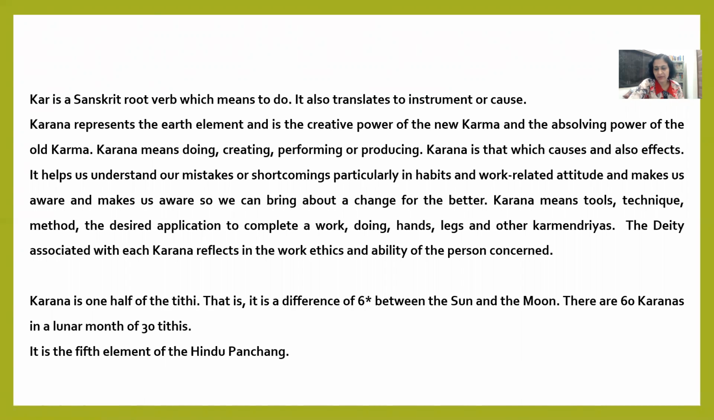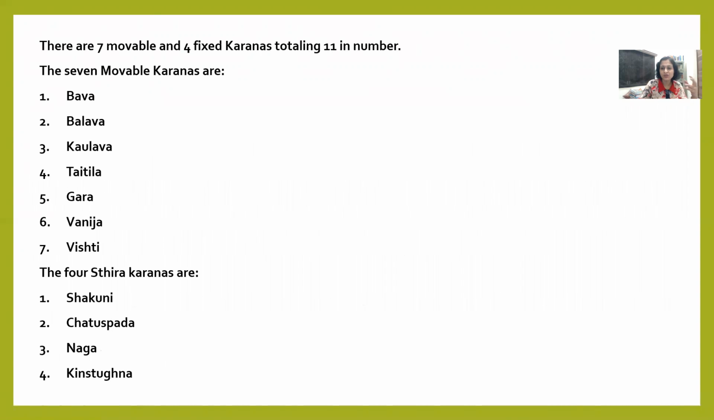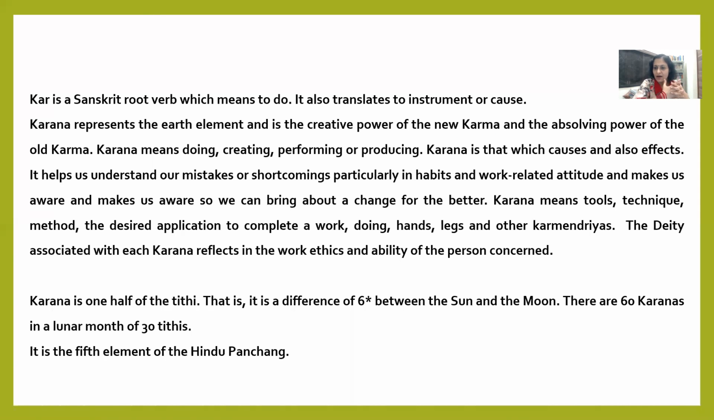How do we use our karmendriyas? The karmendriyas are our hands, legs, eyes, nose, ears, etc. There are many things associated with the Karana. There are 11 Karanas, and each Karana has a deity associated with it. Each Karana has a planet associated with it, and the underlying planet for all the Karanas is Mercury. So that remains constant throughout the Karanas.